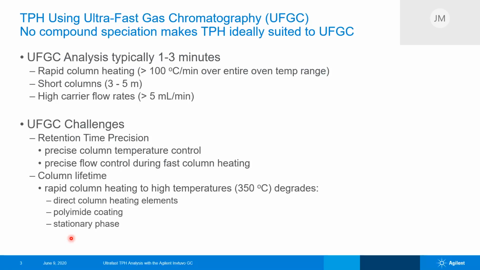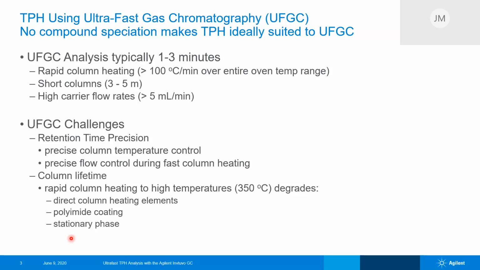And then finally, the third technique that defines ultrafast GC is using higher carrier flow rates. Typically, we'll go greater than 5 mils a minute. For most narrow bore columns, we're usually running column flow rates from about a half a mil a minute to maybe 2 or 3 mils a minute. So we go quite a bit faster when using ultrafast GC techniques.